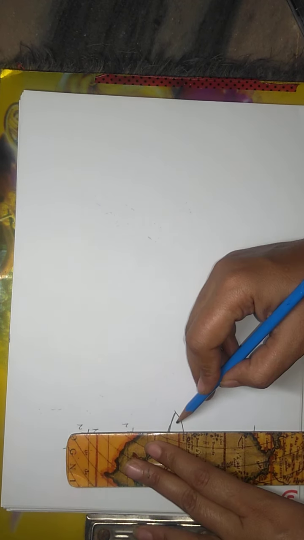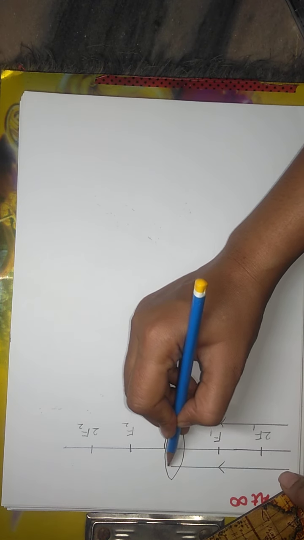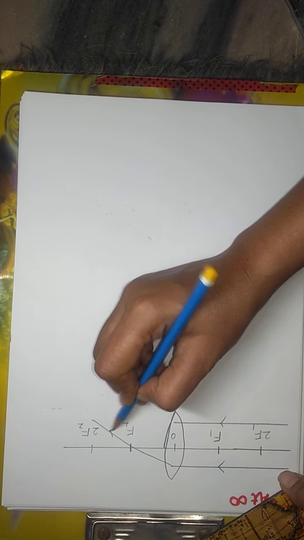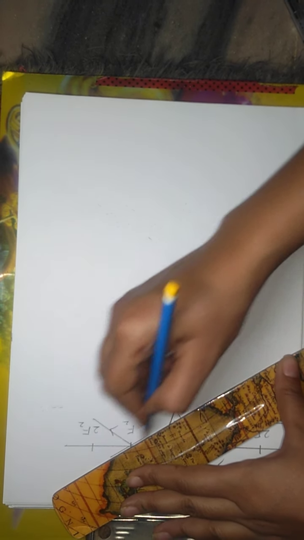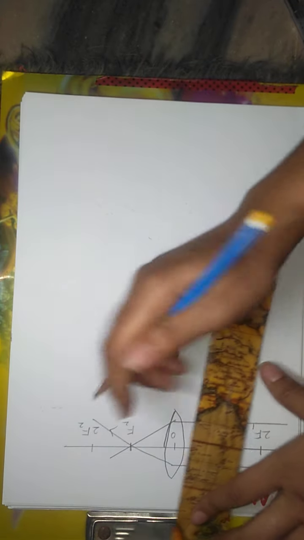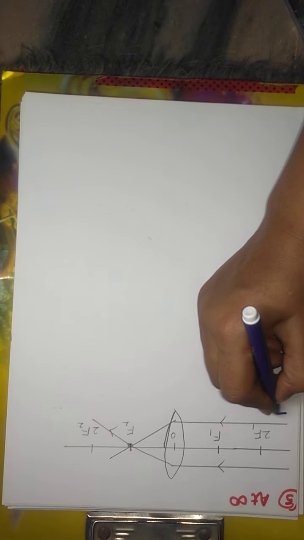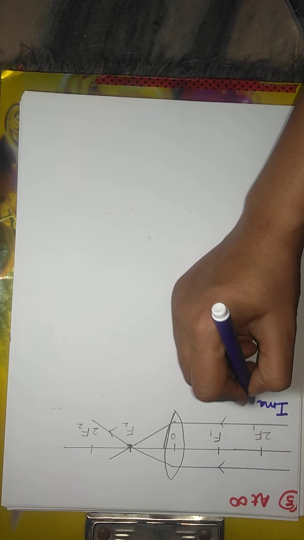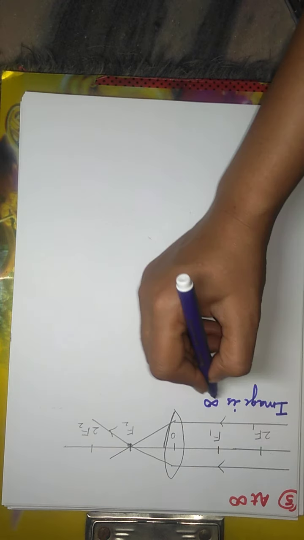क्योंकि इनफाइनाइट डिस्टेंस से जो रेज आती हैं वो कैसी अपीयर होती हैं? पैरेलल रेज अपीयर होती हैं. And parallel rays converge at a point, the focus. Where will these two rays converge? These two rays will converge at focus. So where is the image formed? The image is formed at infinity. Image is at infinity. Sorry, focus.